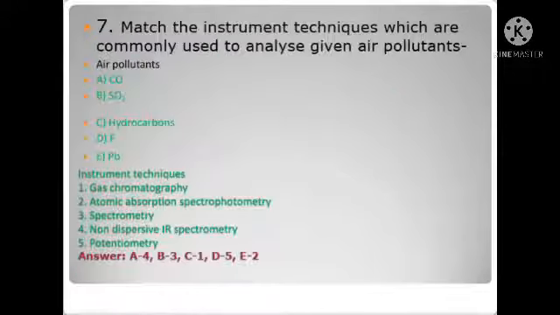Seventh question: match the instrument techniques which are commonly used to analyze given air pollutants. You can see the answer. Carbon monoxide, non-dispersive IR spectrometry; sulfur dioxide, spectrometry; hydrocarbons, gas chromatography; fluorine, potentiometry; and lead, atomic absorption spectrophotometry.